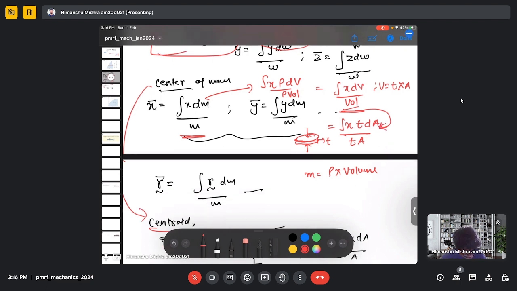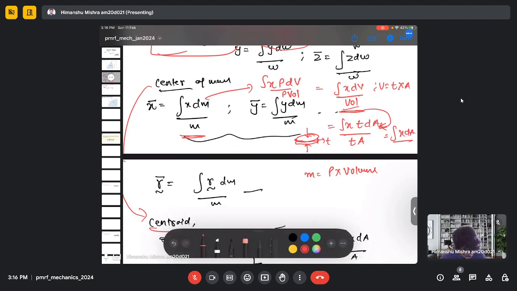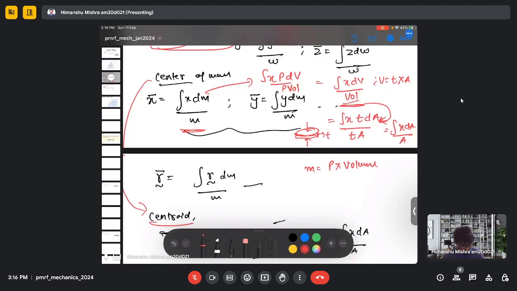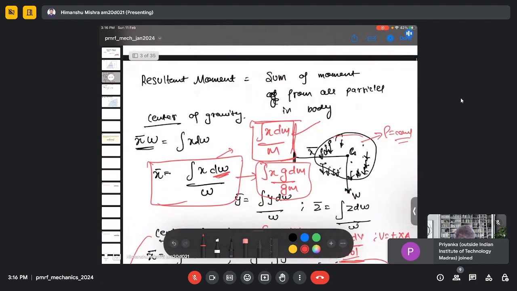So it will be x dA by A. And in the same fashion, we can actually reduce to this expression from the area expression. So these expressions are all related to each other, and this expression we will be using to calculate the location of the resultant force which will act on any kind of a beam.